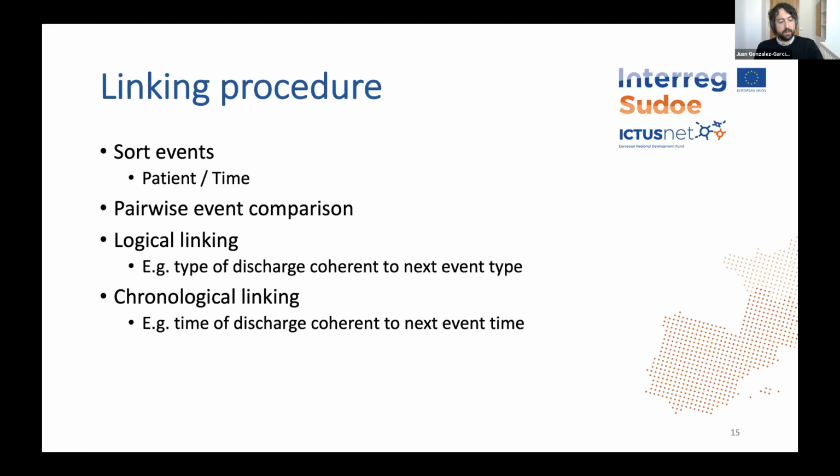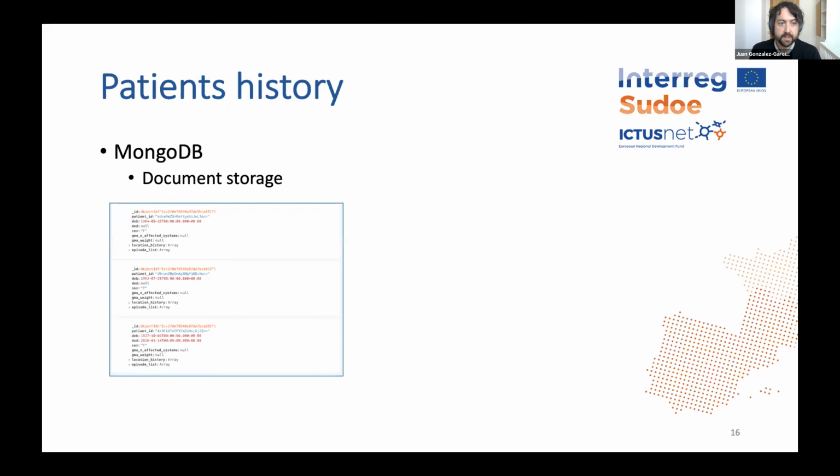Okay, so what we have right now: we sort all the data. We have data for the patients from different events, different venues, from hospitals, urgent care, etc. And right now, after applying this linking procedure, we have episodes per patient related to the stroke care pathway. So we store them in a document database, one of these MongoDBs. Next slide. And we have a kind of patient history. This is what we have.